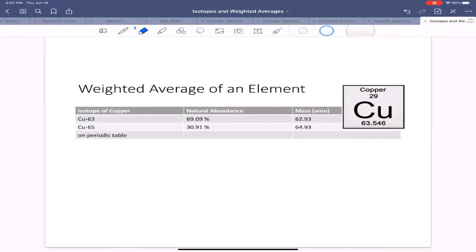We can apply that same idea to atoms. In nature, there are 2 naturally occurring isotopes of copper, copper-63 and copper-65. Copper-63 is more abundant, and copper-63 has a mass that we know here to 4 sig figs. On the periodic table, we have information about copper. The name, the symbol that goes with that name, the atomic number, which is the number of protons, and then here we have a mass, and this is a weighted average.